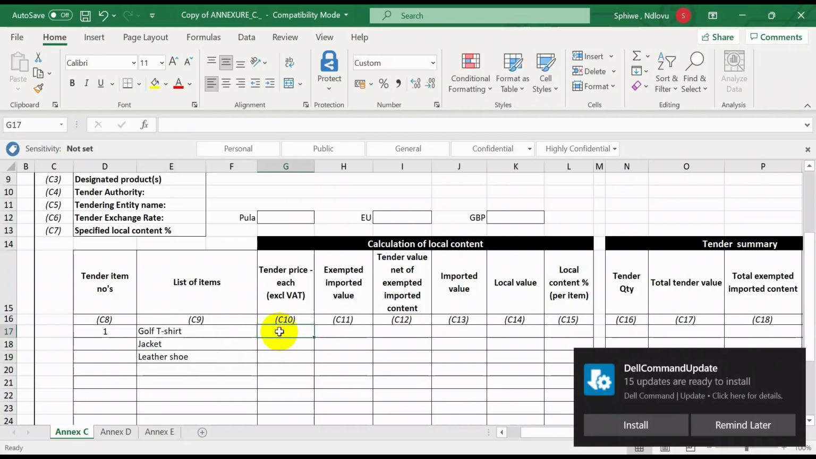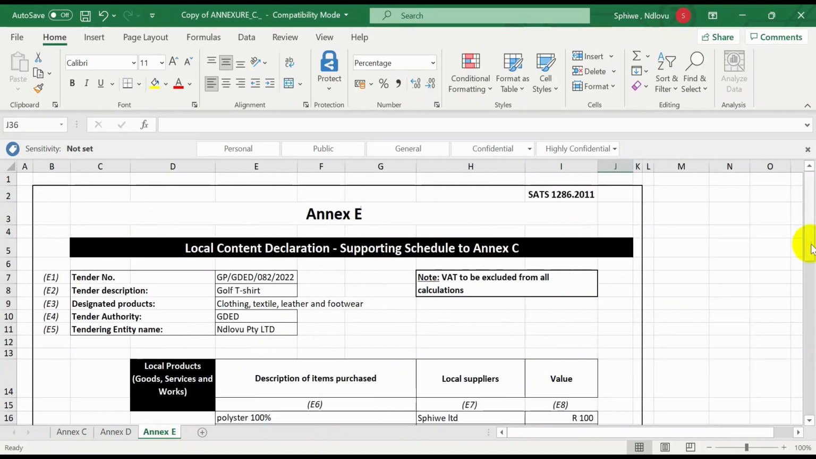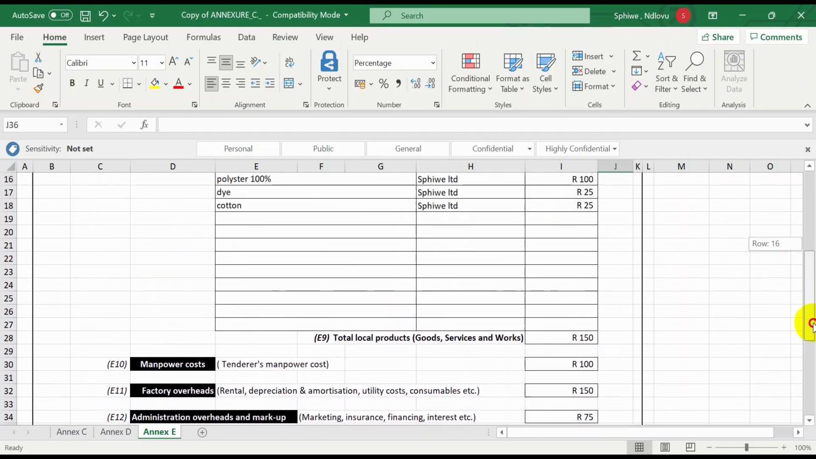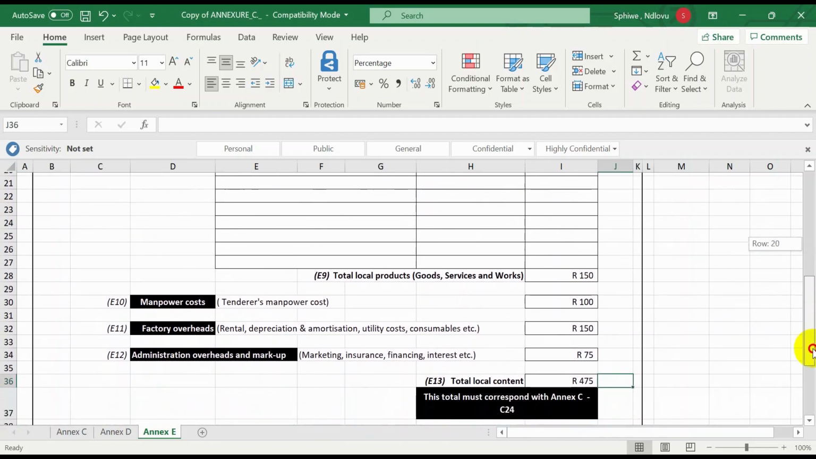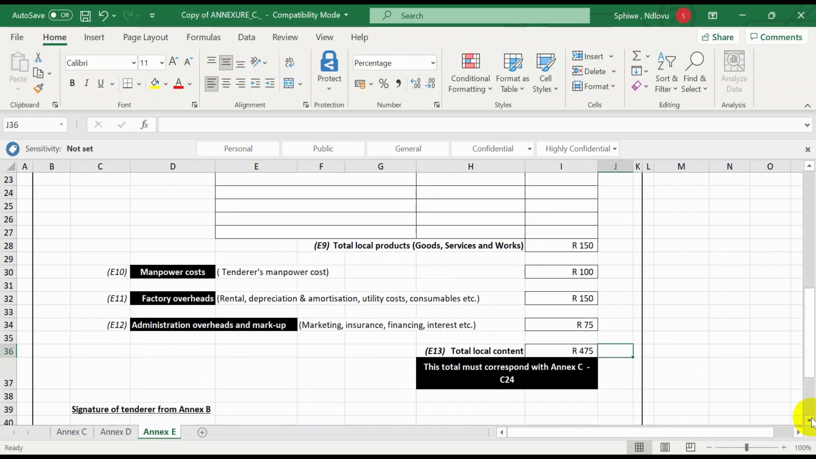And C10. C10 will be how much you are now selling this t-shirt to me. C10, we need to check on Annexure E. What did we say we are selling these things for? Okay, this is talking to C24. Okay, yes, we come to Annexure E.